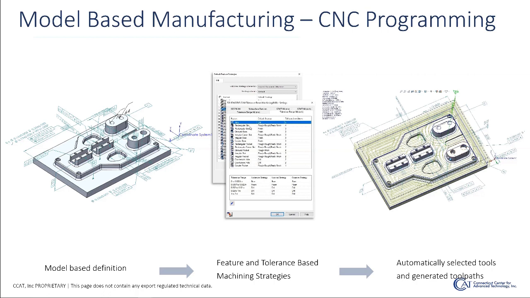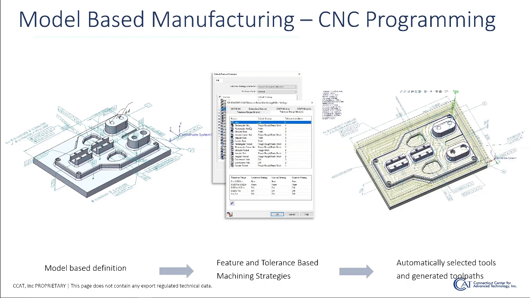So what I mean by that is that if you have let's say a hole with a tight tolerance, you might want to choose a different strategy to produce that hole. For example, a spot drilling operation followed by a drilling and then followed by a reaming operation. Whereas if it's a looser tolerance, you might want to use a different strategy, just a drilling operation. And so you set all those up. It's kind of a logic tree.